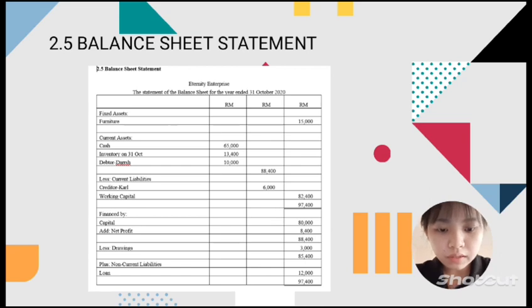And we got the capital as much as 80,000. Then we got the net profit as much as 8,400, and less the drawing as much as 3,000, and we got the balance 85,400. After that, plus the non-current liabilities, that is loan as much as 12,000. The total balance is 97,400 ringgit.